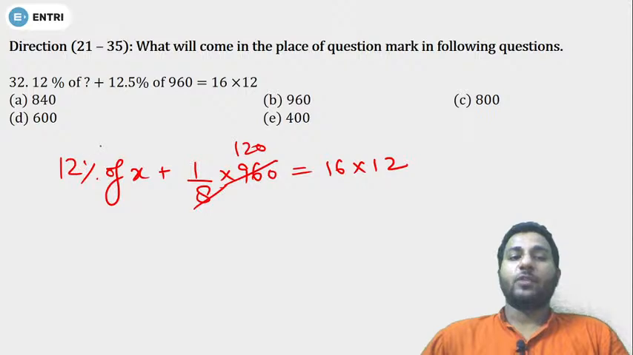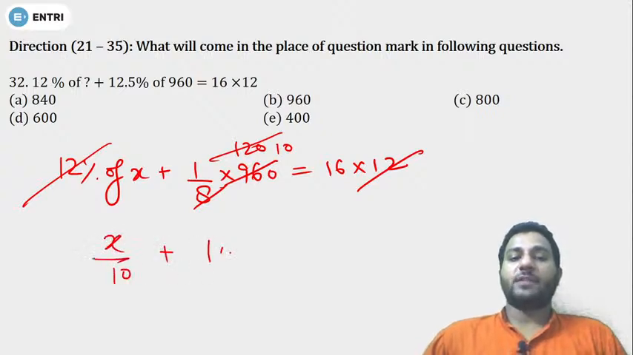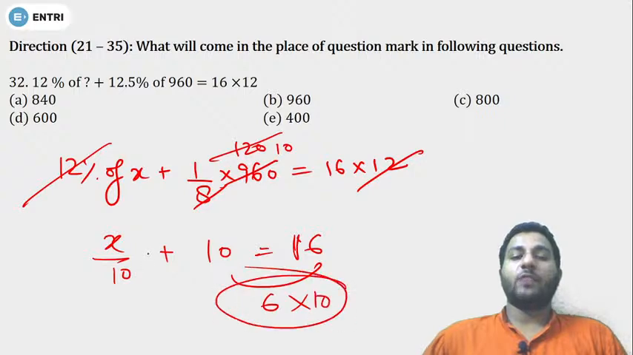Look at this. 12%, which means 12, 10, 12. All the 12s have been erased. So x by 10 plus 10 equals to 16, which means you have been left with only 6. So just multiply it with 10 to get the value of x, which means 660. Okay, sorry, 600, because it will be 1 by 100.